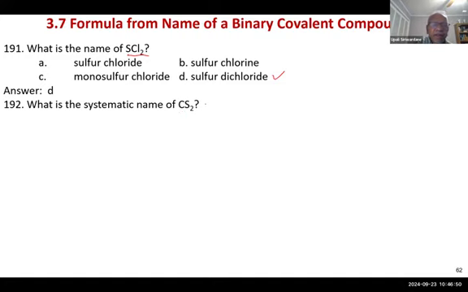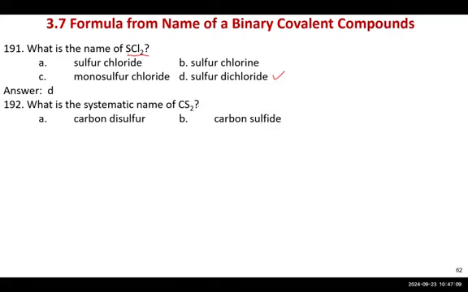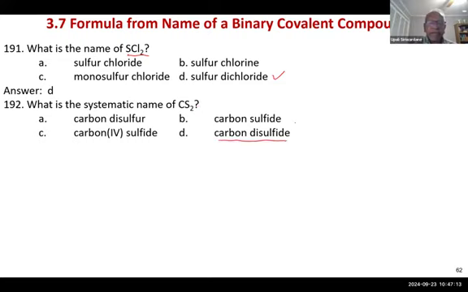Systematic name is following the rule. Common name is kind of a nitric oxide, nitrous oxide. We normally don't, you have to exactly know what the common name is. This is carbon disulfide, systematic name. Carbon disulfide is here. That's the correct answer.